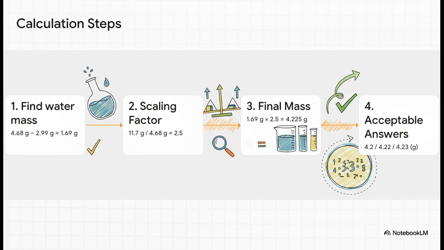Mark number 1, you get it just for doing a simple subtraction to find the water in the original experiment. Easy, right? The second mark is for finding what I call the scaling factor, basically how much bigger our new reaction is. And the third mark comes from using that factor to get your final answer. And check this out, the mark scheme allows for a bit of rounding. As long as your answer is in that ballpark, you get the full 3 marks.